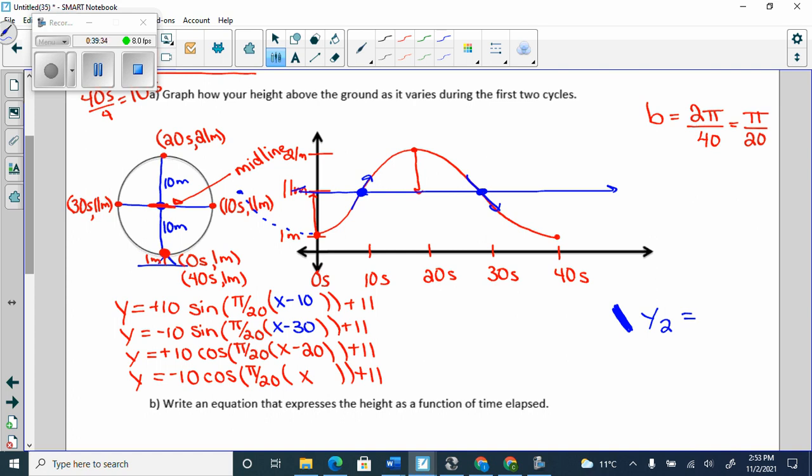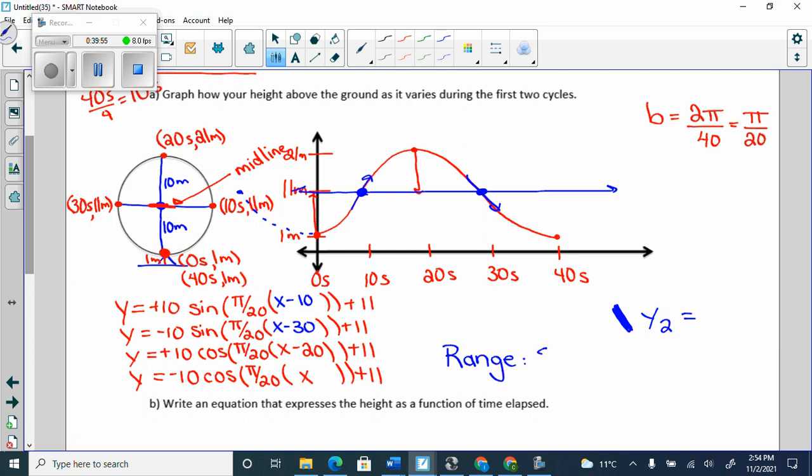Okay? What if I ask for an appropriate range? What would an appropriate range be for this Ferris wheel? 1 to 21.